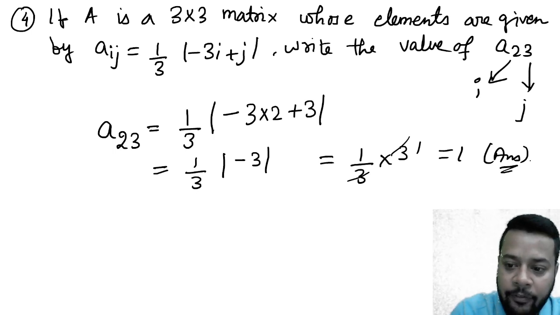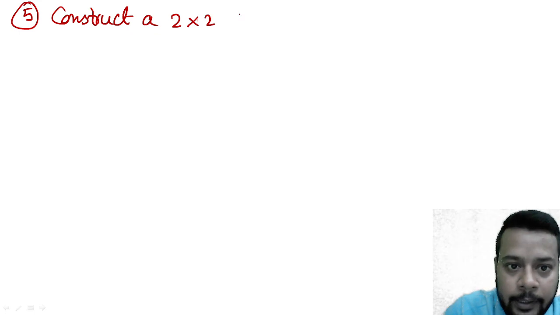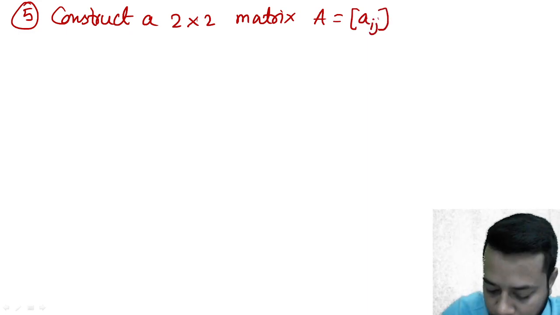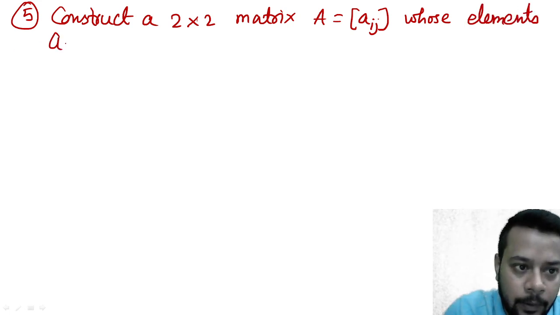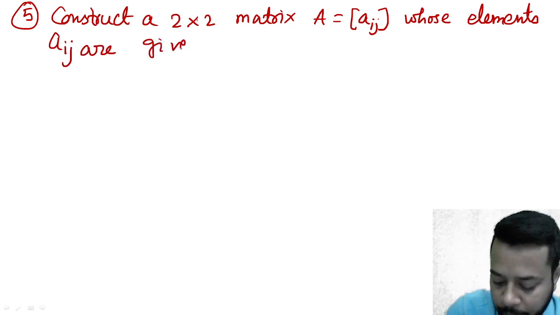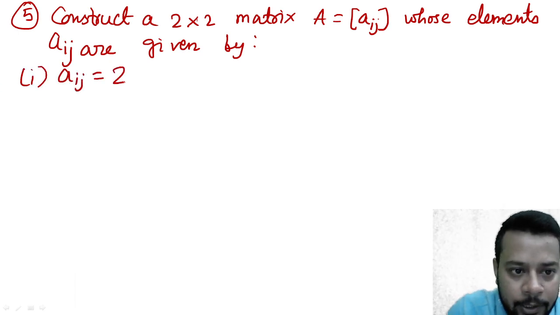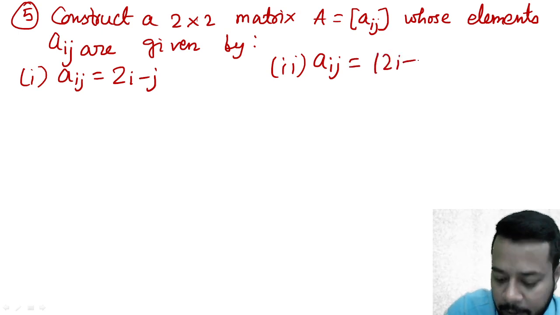Moving to the next question, that is number 5 now. Construct a 2 by 2 matrix A equals Aij whose elements Aij are given by, subpart 1, Aij is equal to 2i minus j, and in subpart 2, Aij is equal to mod of 2i minus 3j.